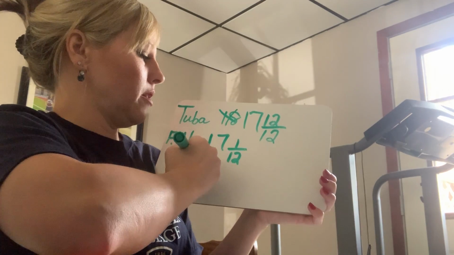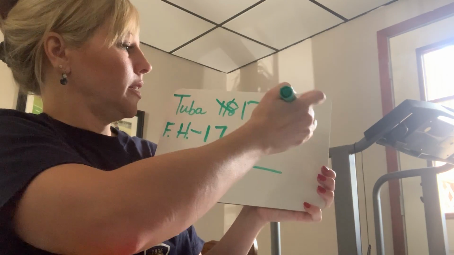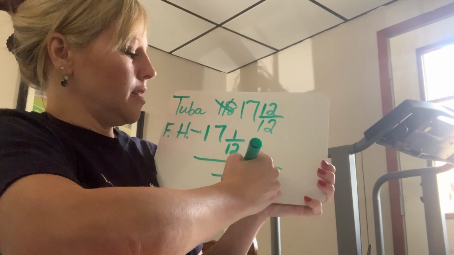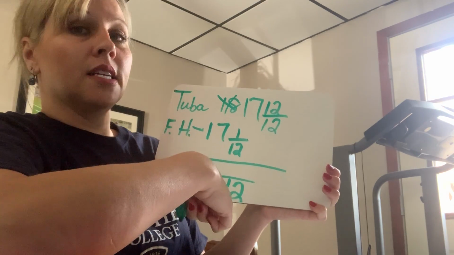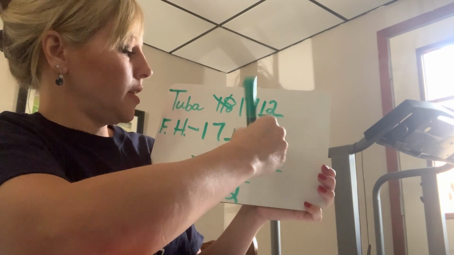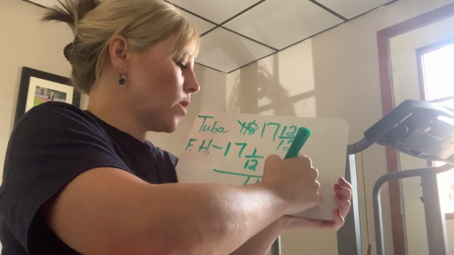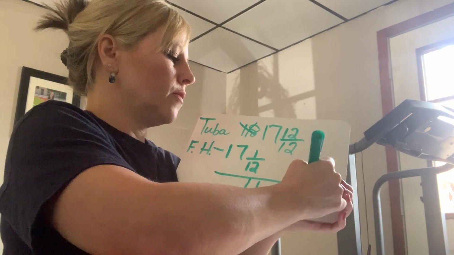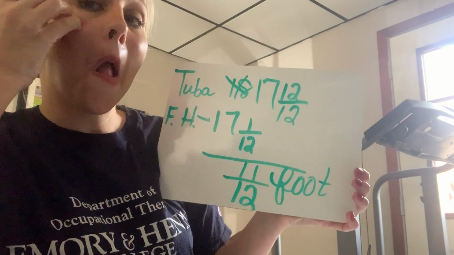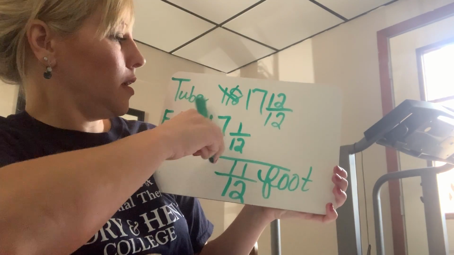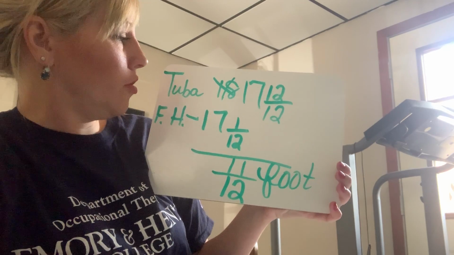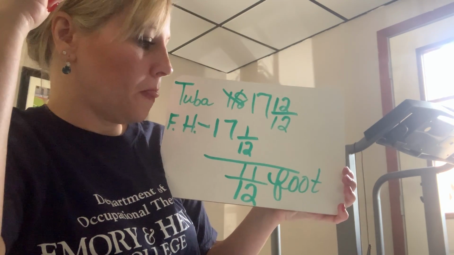Now I've got to compare. So I'm going to subtract. My 12 stays the same. 17 minus 17 is 0. 12 minus 1 is 11. So 11 twelfths foot long. The tuba is 11/12 feet longer than the French horn.